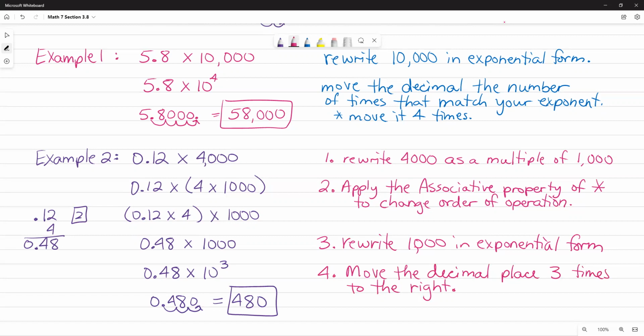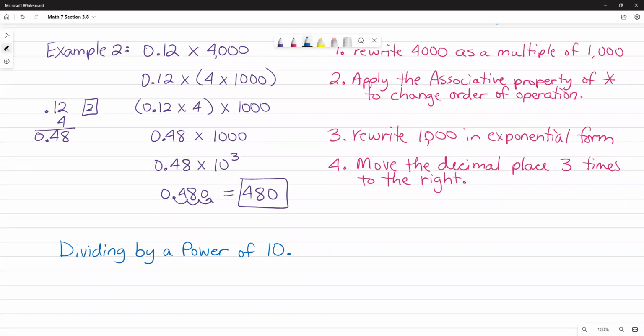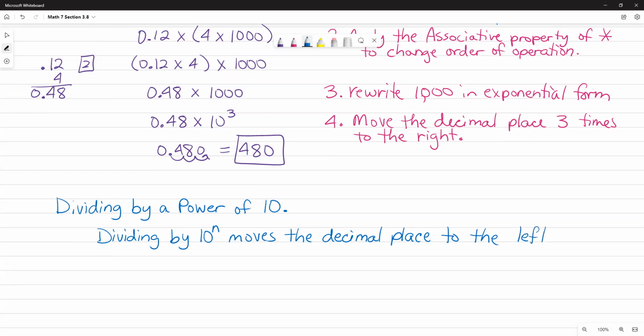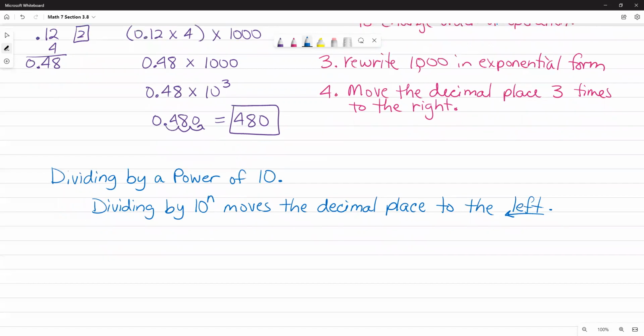Okay, so a very similar pattern exists when we divide by a power of 10. So let's look at this. When we divide by a power of 10, again, we're going to see a very similar pattern, but it just moves in the other direction. So dividing by a power of 10, we'll just call that 10^n, moves the decimal to the left. So the number's value gets smaller. I'm moving quick.